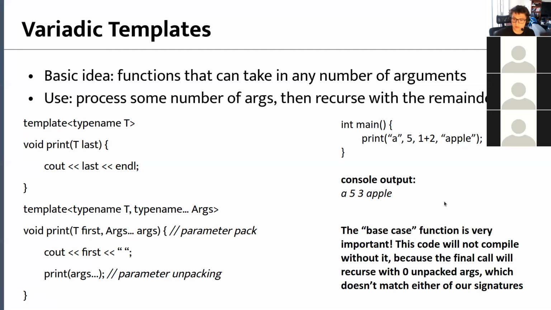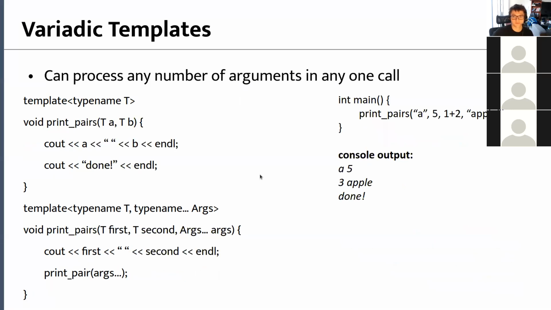I think I have another example here. Oh, yeah. Past me is smarter than present me. The code will not compile if we do not have this base case function because eventually we will recurse with 0 unpacked args, which does not match any function signature. Cool. Glad that I put that in there.